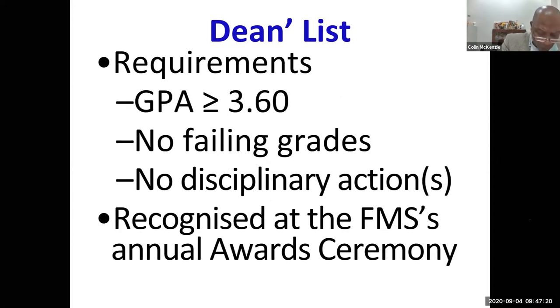You have the Dean's List Award, and the requirement to be on the Dean's List is a GPA of 3.6 or greater. You should have no failing grade whatsoever. So if you fail a course and you take it over and pass the course and you have a GPA of 4, you will still not qualify to be on the Dean's List because you failed a course. Right, you should have no disciplinary action pending or otherwise. For this award, you are recognized at the FMS Faculty of Medical Sciences Annual Award Ceremony.